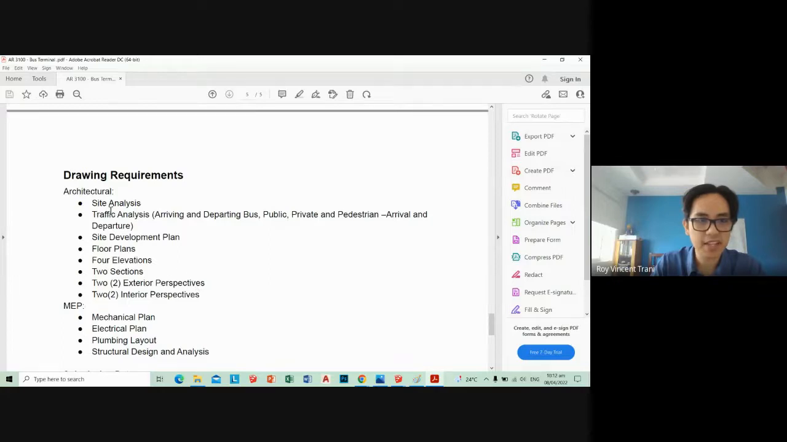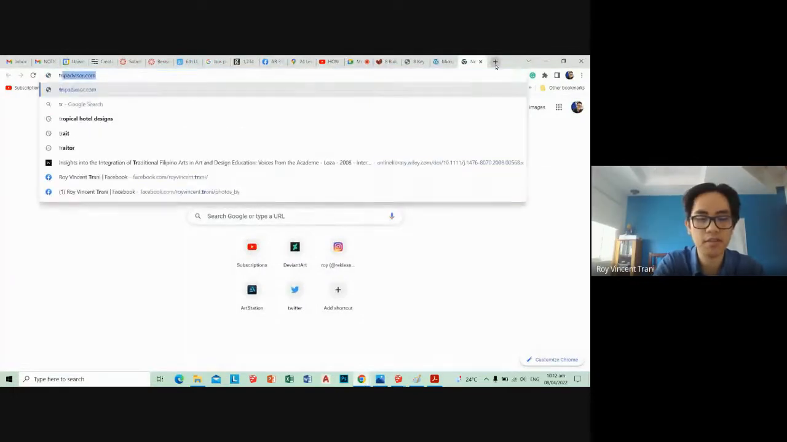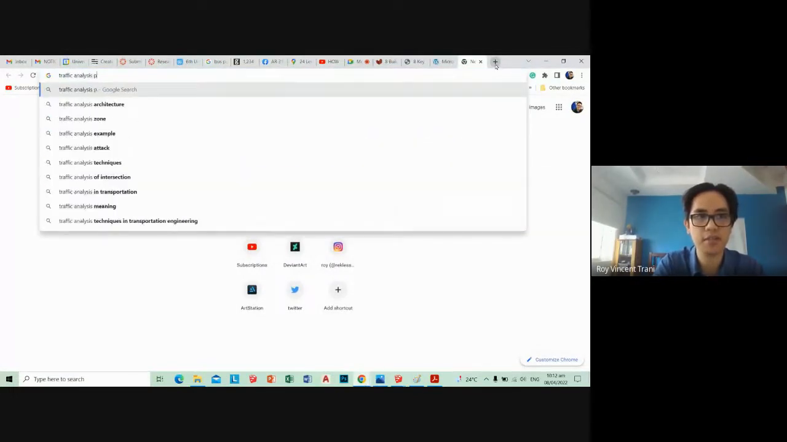Site analysis, site development plan, traffic analysis. So similar to what we did with the hotel plate, please highlight the pathways. For vehicles, we could maybe highlight it with an arrow. For people walking, just maybe dotted lines. So I'm expecting something like this, a traffic analysis plan.